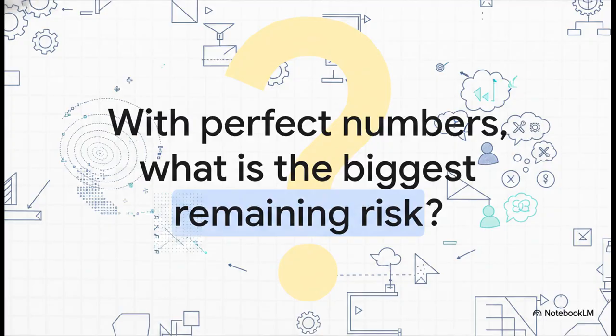Imagine you could perfectly estimate and track every single number, every cost, every hour, everything. What do you think is the single biggest risk left that could still derail your project? It's a good reminder that even with perfect data, some of the biggest challenges, well, they can't be measured in a spreadsheet.